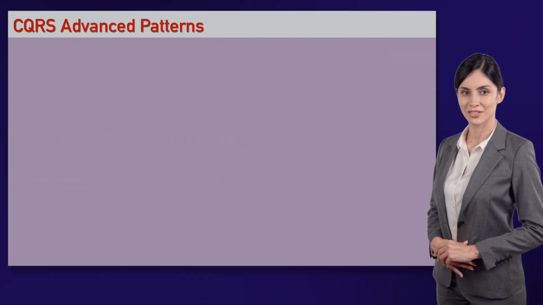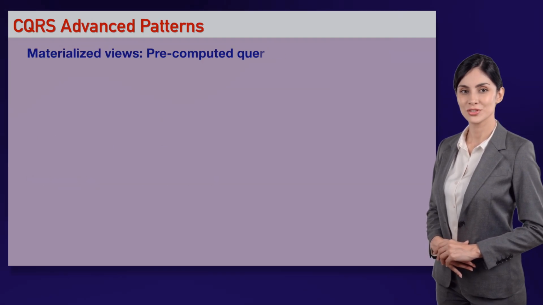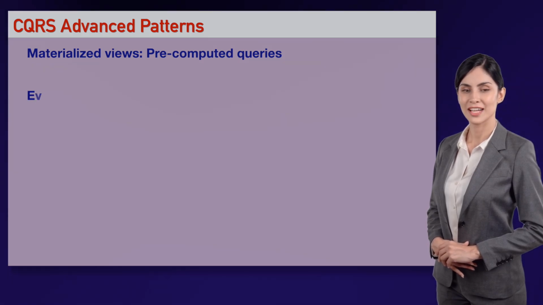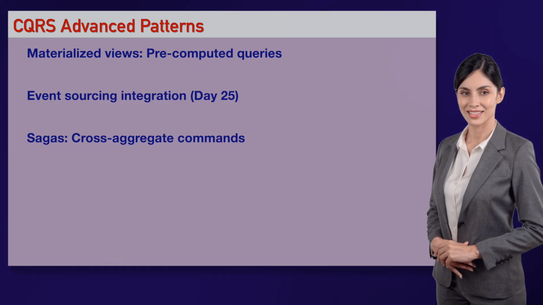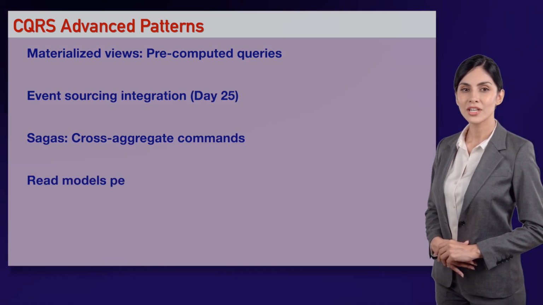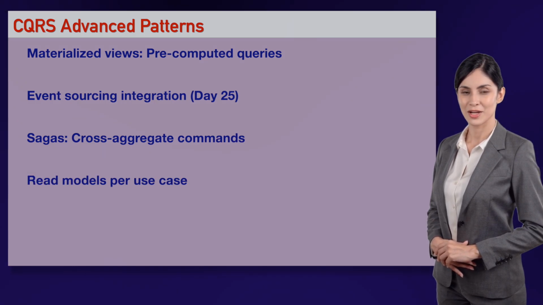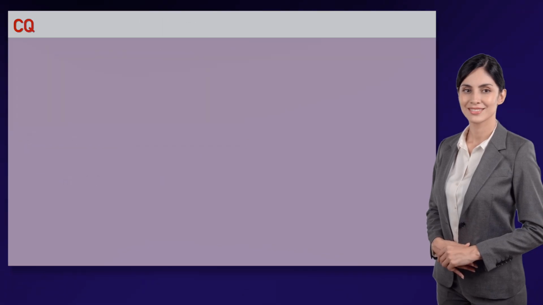Advanced CQRS patterns use materialized views for pre-computed, ultra-fast queries. Integrate with Day 25 event sourcing for the command side. Employ sagas for coordinating complex multi-aggregate commands. Build dedicated read models per specific use case for maximum performance.